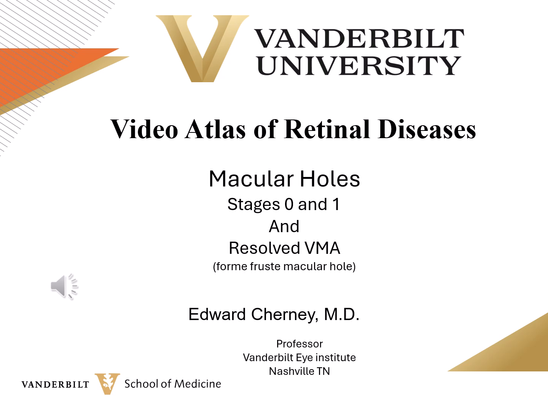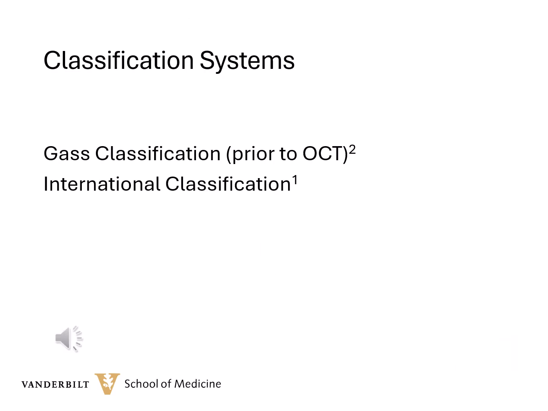In the introductory talk on macular holes, we introduced the 4 stages of macular holes. In this session, we'll concentrate on macular hole stages 0 and 1 and spend some time discussing the natural history of these stages. As a review, there are 2 different classification systems that are in general use.